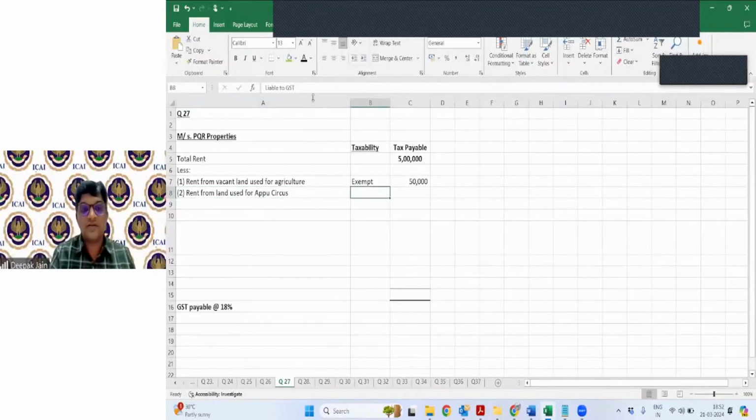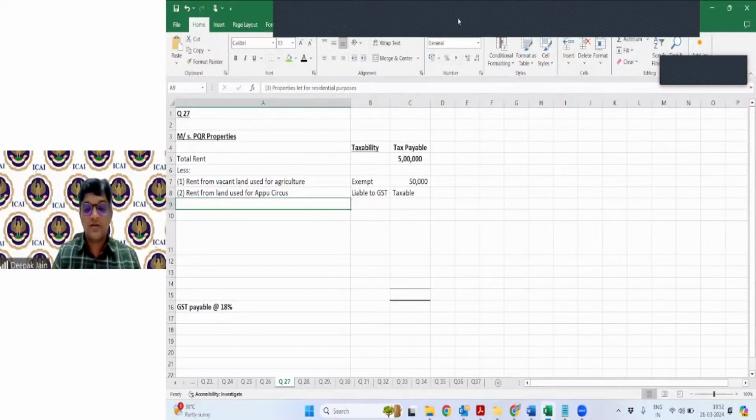Second one, yes, everybody is saying it correctly. It is taxable. It is liable to GST. So we are not doing any adjustment for this. Third part is property let for residential purposes. Any property which is rented for residential purposes, is it taxable or exempted?